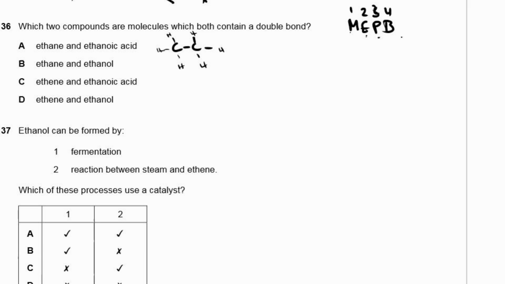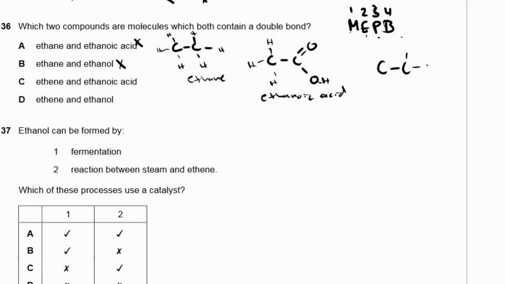Ethanoic acid, this is ethane. Ethanoic acid, again, 2 carbons. OH, H. This is ethanoic acid. So that does have a double bond. So ethane doesn't, so that's crossed off. Ethanol, again, CCOH, H. This is ethanol. There's no double bond in ethanol either.